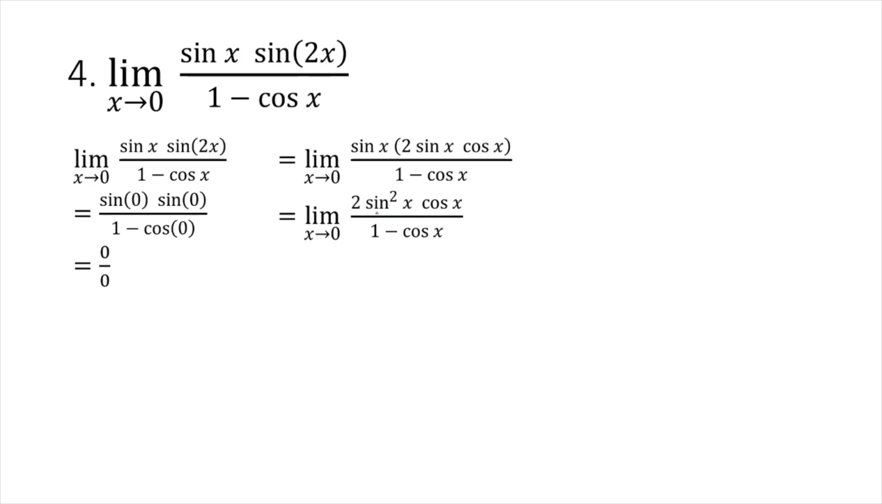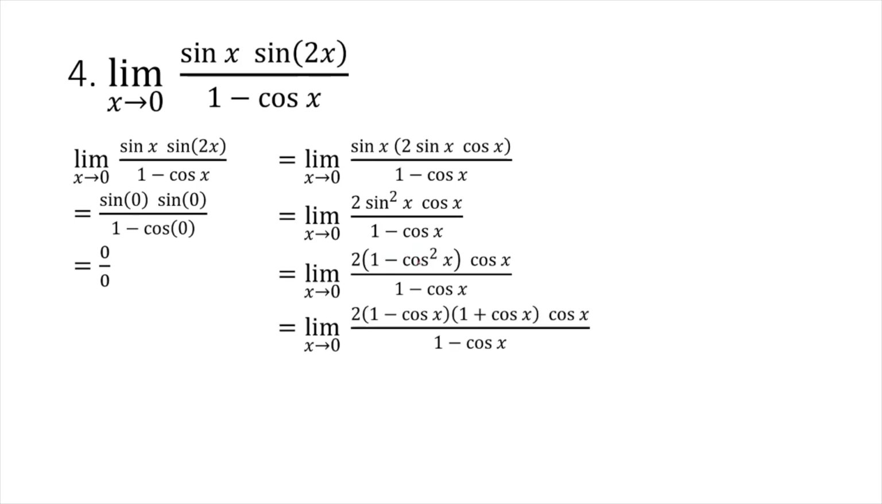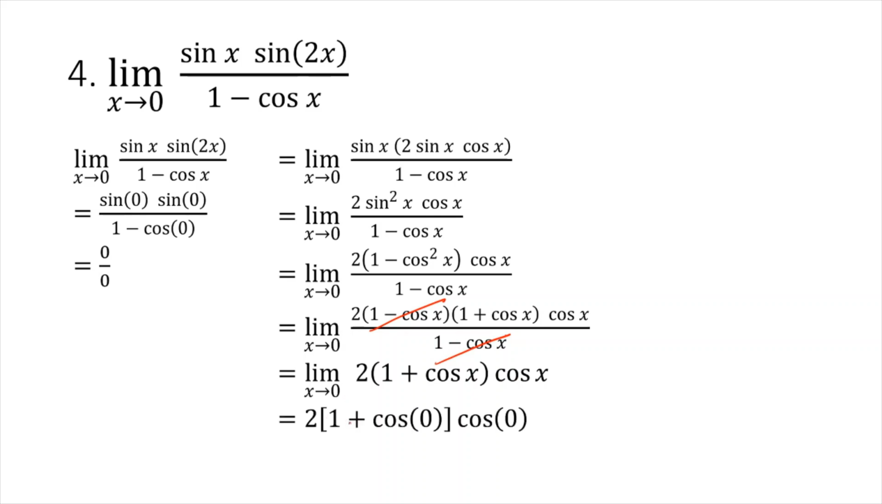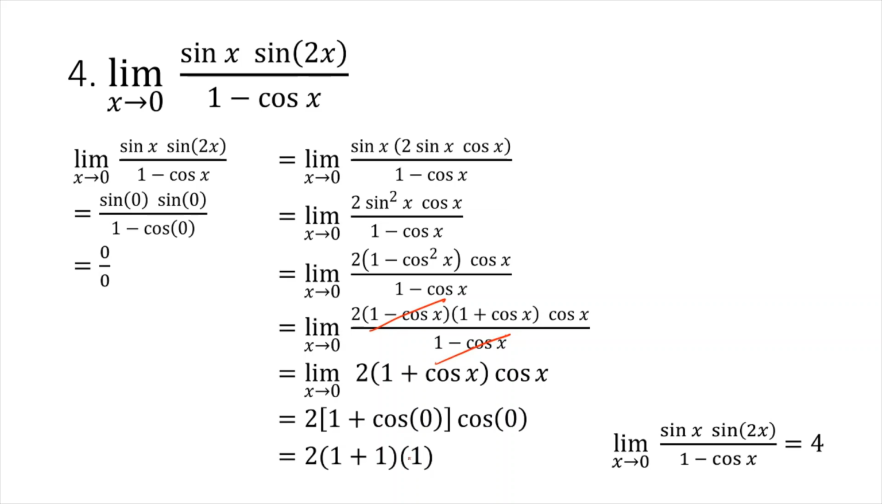So let's simplify further using another identity. In this case, we can replace sine squared x with its identity from the Pythagorean identity. Sine squared of x is equivalent to 1 minus cosine squared of x, and this expression is a difference of 2 squares, so we can factor, and the factors are 1 minus cos x and 1 plus cos x. We can now cancel 1 minus cos x, so that we are left with 2 times the quantity of 1 plus cos x times cos x, and then we apply direct substitution. So 2 times the quantity of 1 plus cosine of 0 times cosine of 0. Cosine of 0 again is 1, so we have 2 times 1 plus 1, times 1. Therefore the limit is 4.